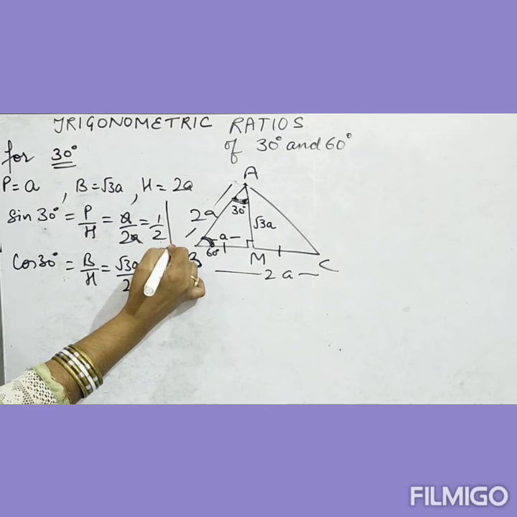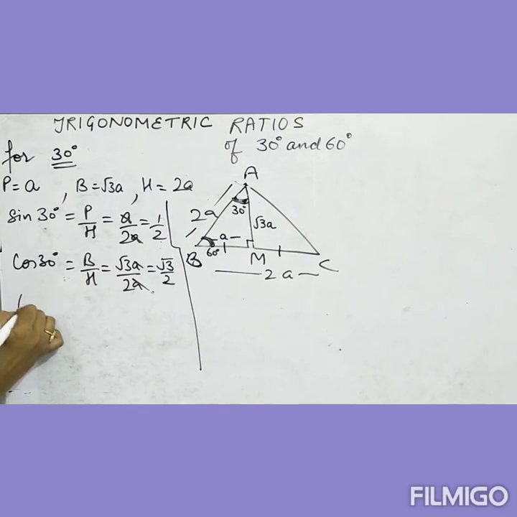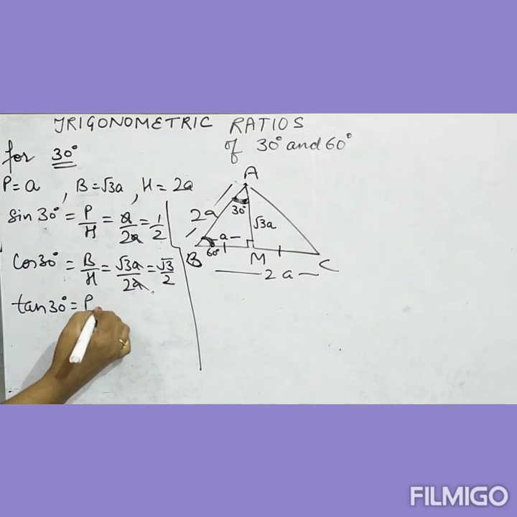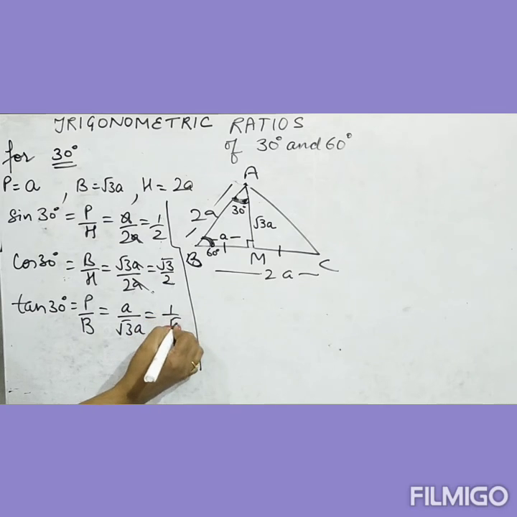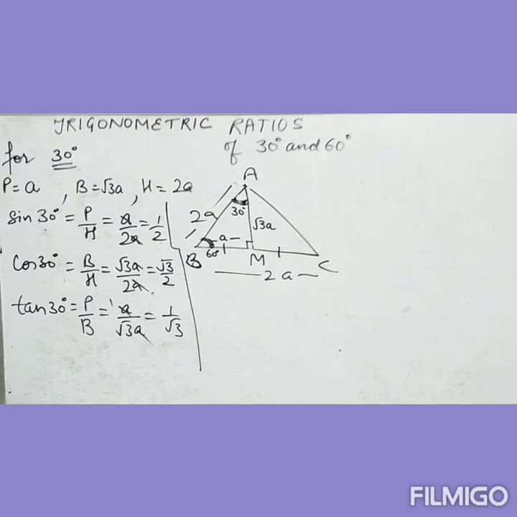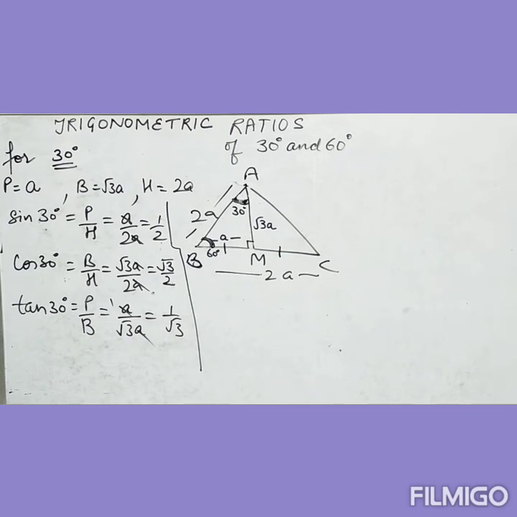Okay. Similarly, tan 30 is P by B. That means P is A and B is root 3A, which is equal to 1 by root 3. And if you want to get the value of cosec, sec and cot, you just have to reciprocate the values. I hope you understand how we can get the values of 30 and 60 degree for these specific angles.